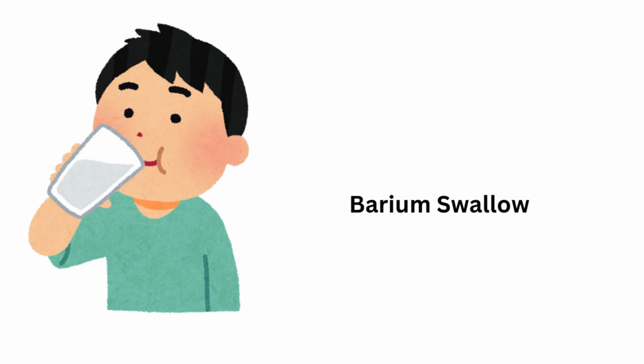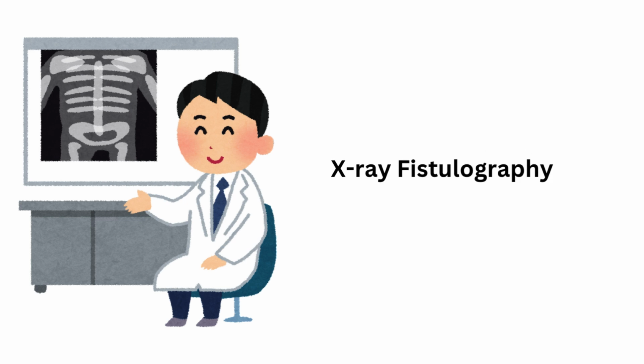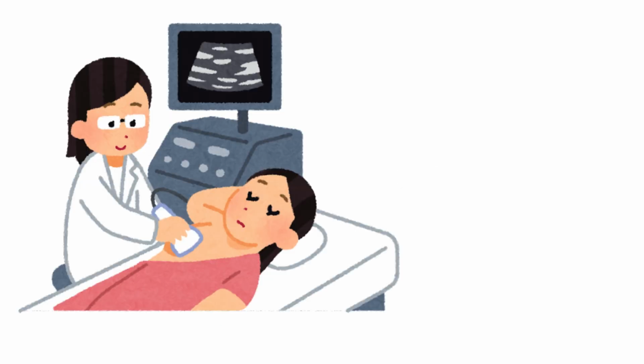Barium swallow can reveal the presence of a sinus or fistula tract extending from the pyriform sinus. X-ray fistulography can be done preoperatively or intraoperatively to reveal the presence of a sinus tract, but it does not show the relationships between the tract and surrounding structures.